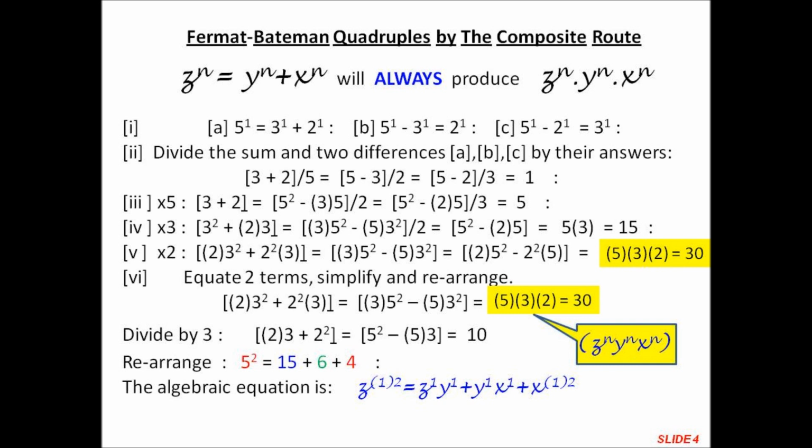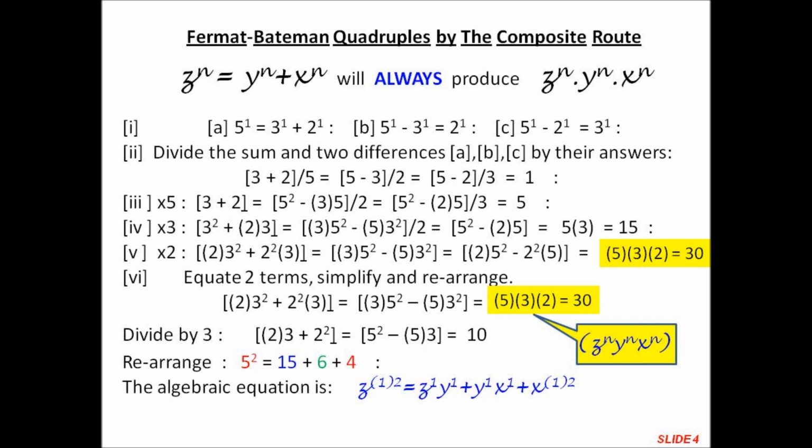1a, b and c show the Fermat triple in its three possible forms as a summation and two difference equations. 2 shows the three equations as vulgar fractions and all equal to each other and to 1. We have left the exponent 1 symbol off for the rest of the workout. In 3, 4 and 5 we have multiplied through by each denominator in succession to remove the fractions. As a result, the 1 has been multiplied by each term of the triple to give the composite z to the n times y to the n times x to the n, as highlighted in yellow.